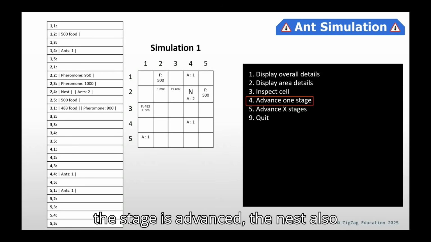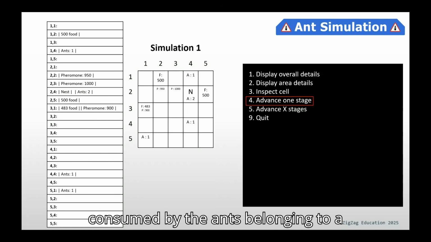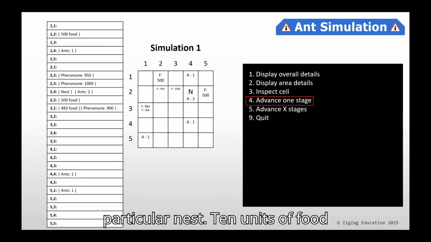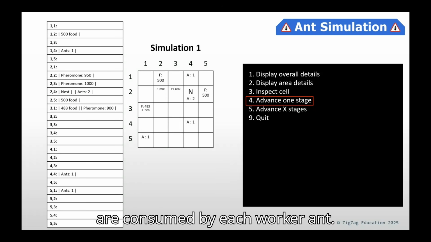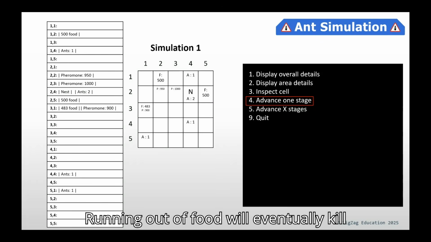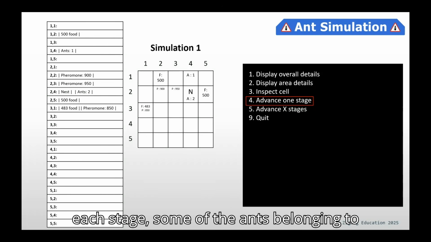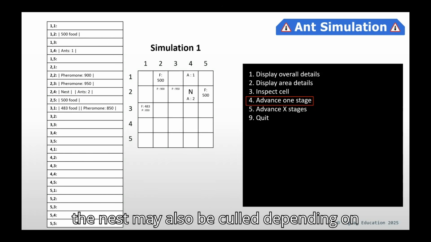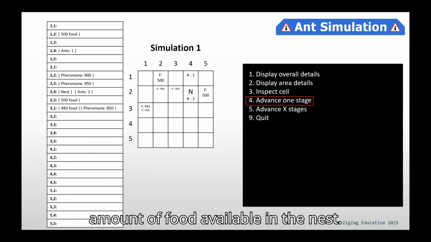When the stage is advanced, the nest also updates. At each stage, food is consumed by the ants belonging to a particular nest. 10 units of food are consumed by the queen and 2 units are consumed by each worker ant. Running out of food will eventually kill all of the ants belonging to the nest. At each stage, some of the ants belonging to the nest may also be culled, depending on the ratio of the number of ants to the amount of food available in the nest.